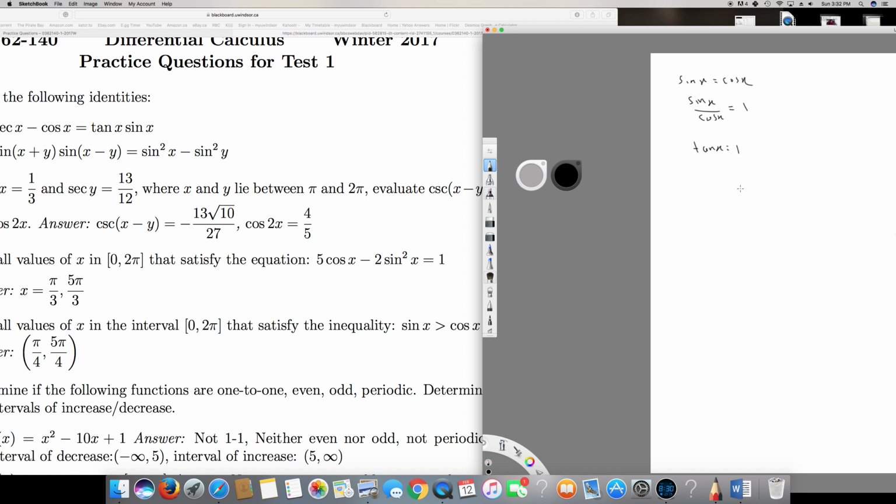So tan x is 1 only for 45 degrees, and it's positive. Since they have given the interval 0 to 2π, I have to get the positive tan value. Within this interval, tan is positive only in the first quadrant or third quadrant. In the first quadrant, tan is 1 when it's 45 degrees. 45 degrees is written as π by 4.